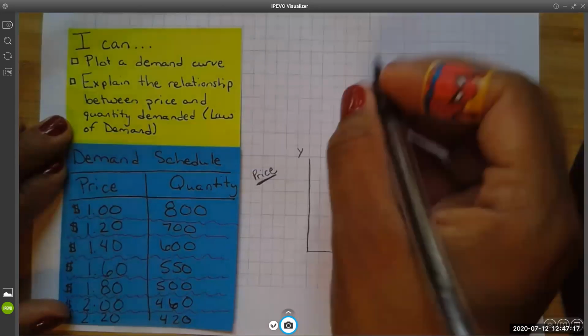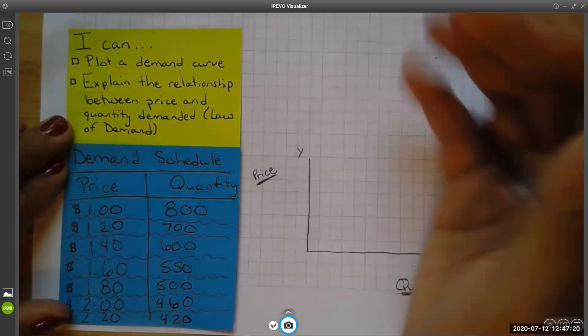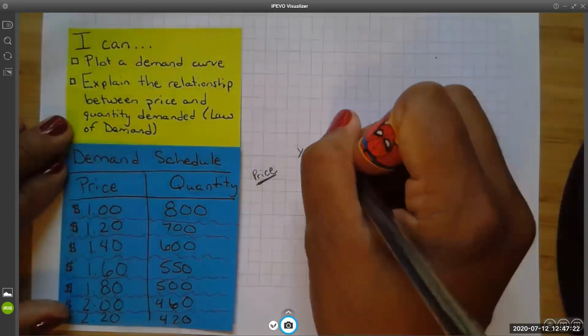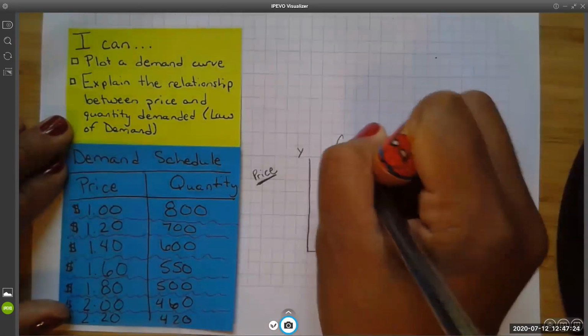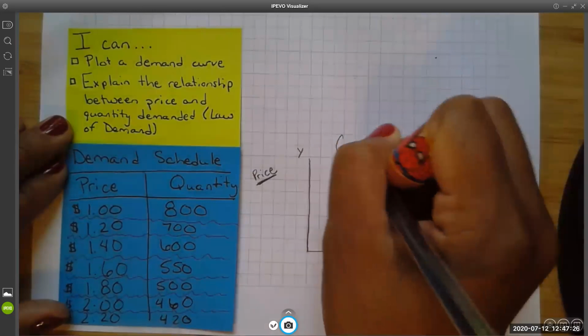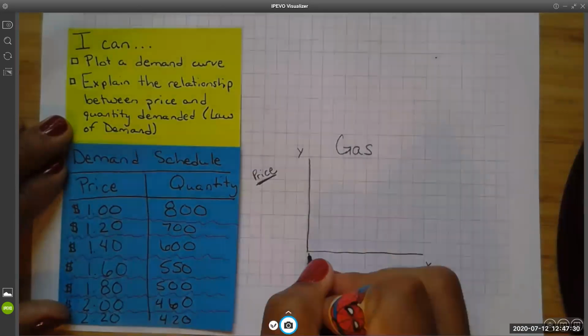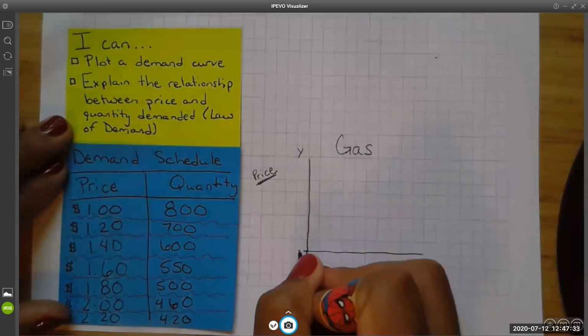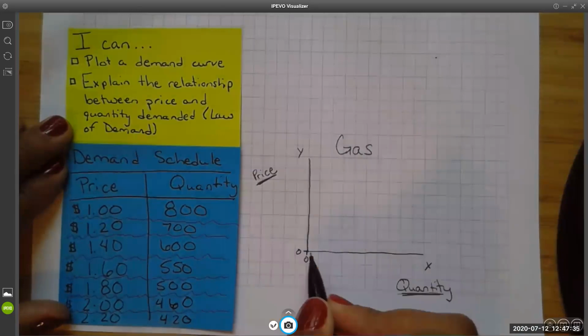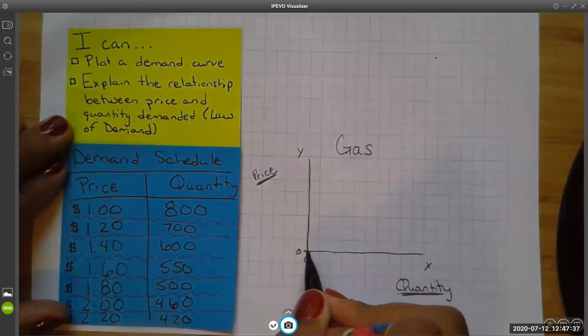And you should have a title, what your graph is about. I'm going to say that it's going to be about gas. So this whole curve is going to be about gas. Always in the corner, it's 0. This is the origin. At this point right here, there's 0 being produced or being bought at $0.